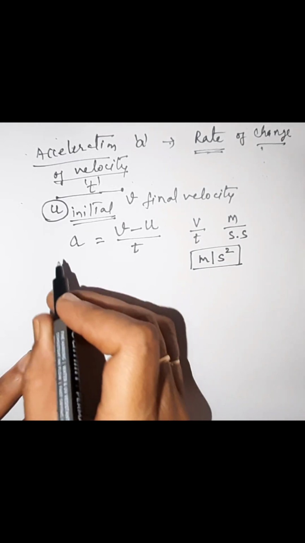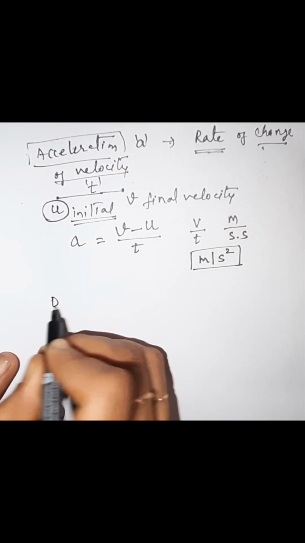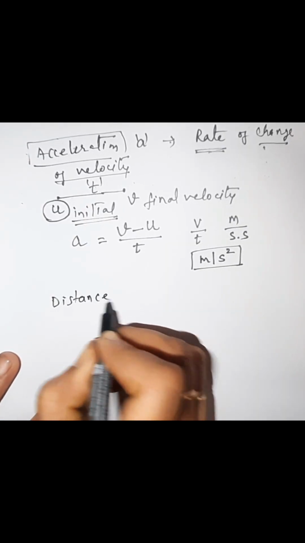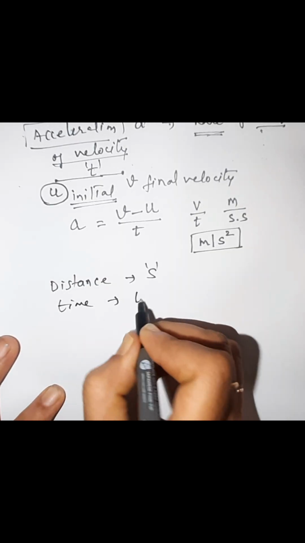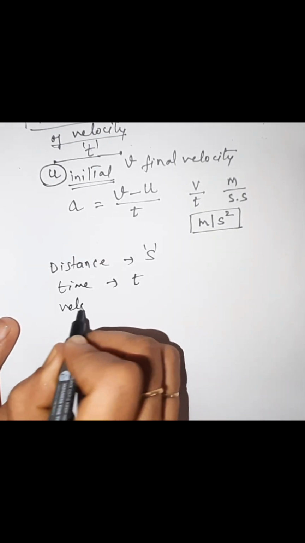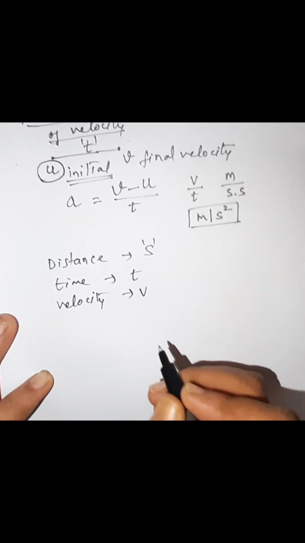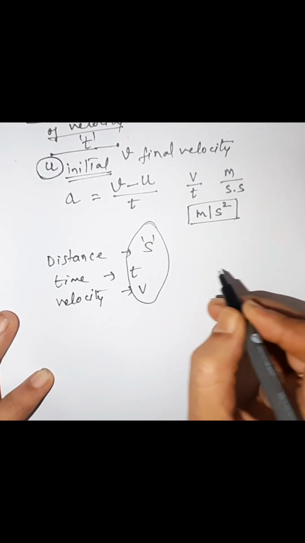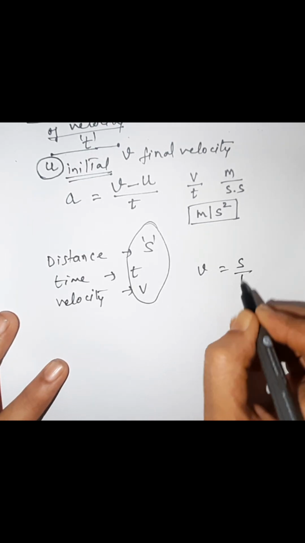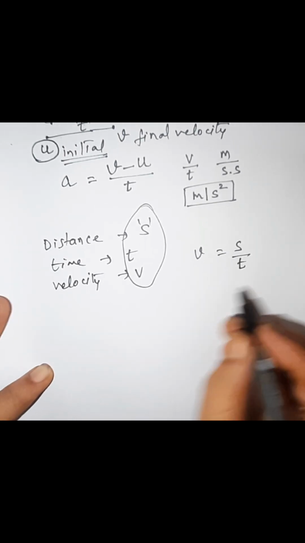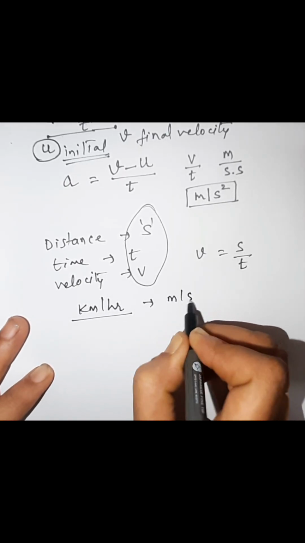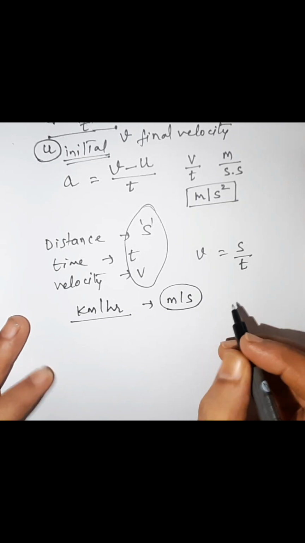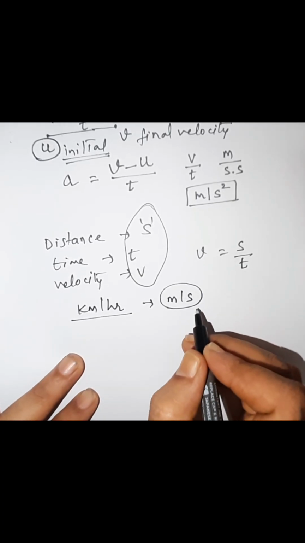Now how to represent distance. So this we got about acceleration. Distance is represented by the letter S, time by t, and velocity by v. So we have got a relation of all the three. Now velocity is distance upon time. In this chapter, velocity will be given in kilometer per hour, which we need to convert into meter per second while solving numericals. So how to convert kilometer per hour to meter per second?